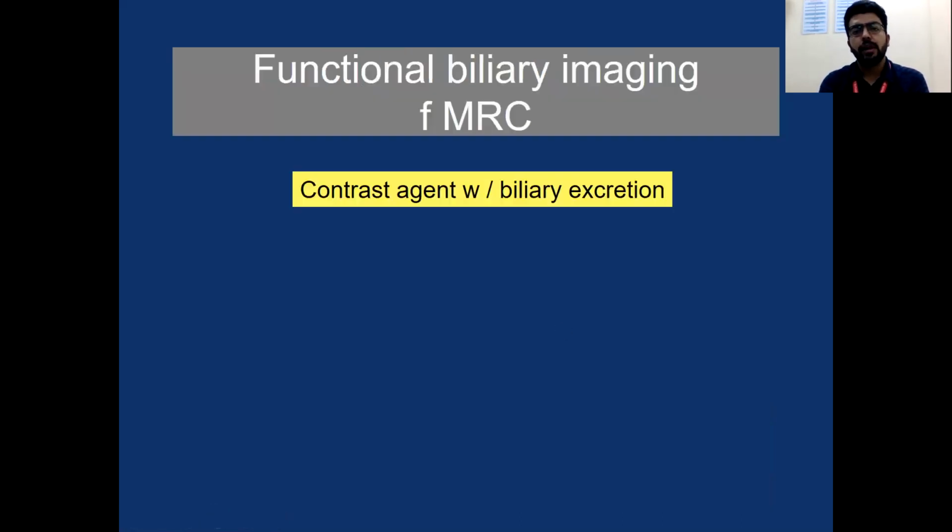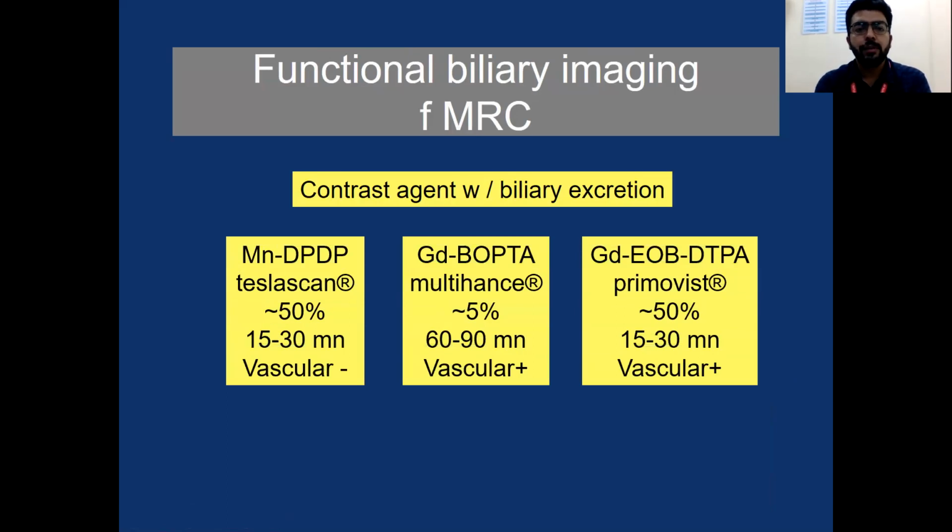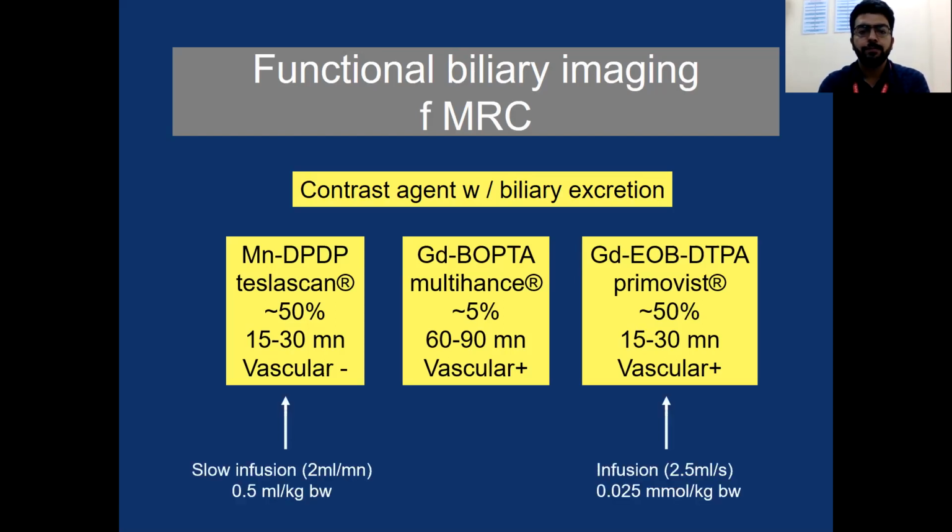So functional biliary imaging, FMRC, is where there is a contrast agent with biliary excretion. So MN DPDP or Teslascan is used, approximately 50%, 15 to 30 minutes, intravascular is given. Gadolinium BOPTA is MultiHance, 5% is used, 60 to 90 minutes, and intravascular is seen. Gd-EOB-DTPA, Primovist, the name of the drug, 50% is used, 15 to 30 minutes, and vascularity is there.